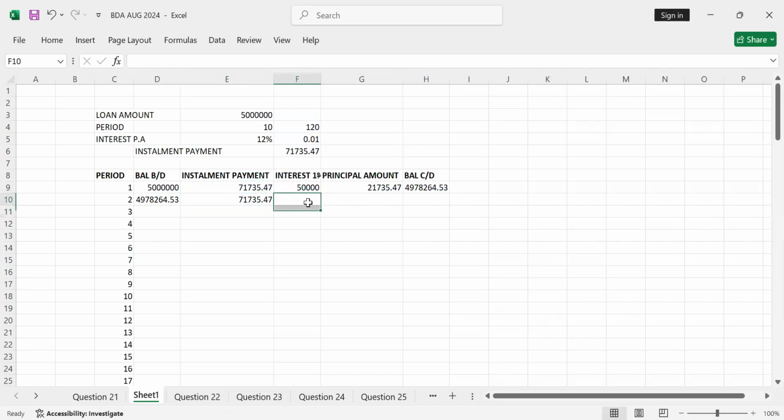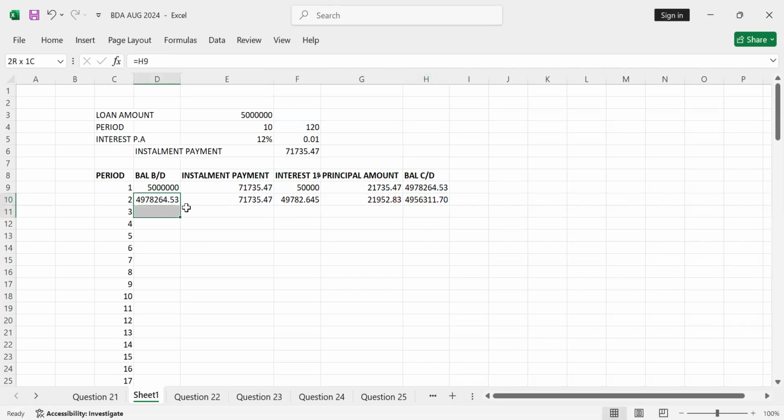Then you can go to the interest, which is equals 1%. Lock it. You multiply by the amount at the start. You press enter. You get the principal amount, which is equals the principal payment minus the interest. Then you can get the amount at the end. You get the amount at the start minus the principal amount.